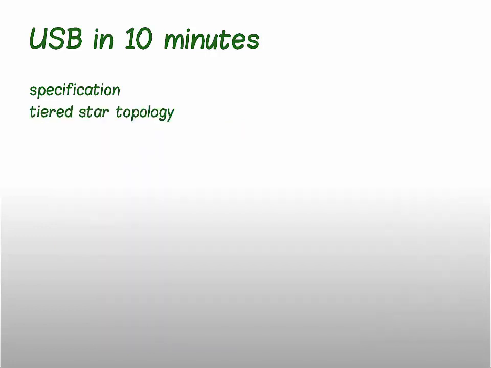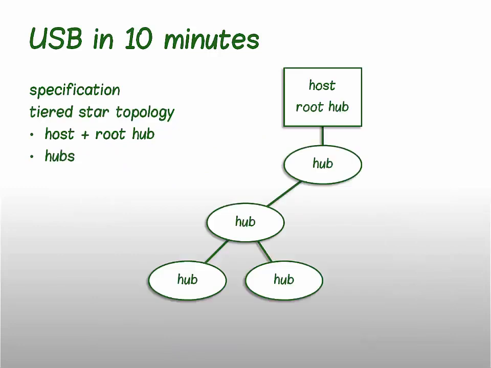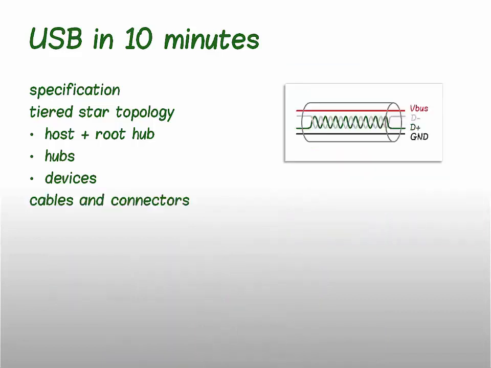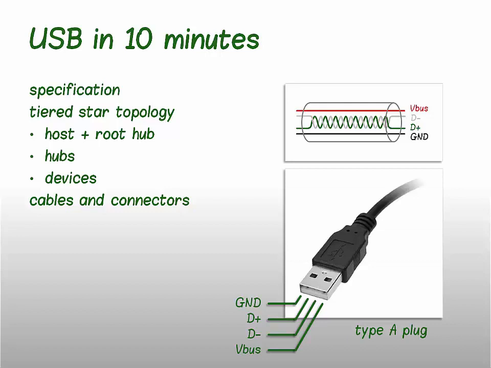USB is based on tiered-star topology. There is only one host, one or more hubs that provide forking of the bus, and a number of devices. Cables have 4 wires: 2 data lines, power and ground. There are several connector types nowadays, but here we are concerned with the Type A plug, which is found on such devices as a mouse or keyboard.